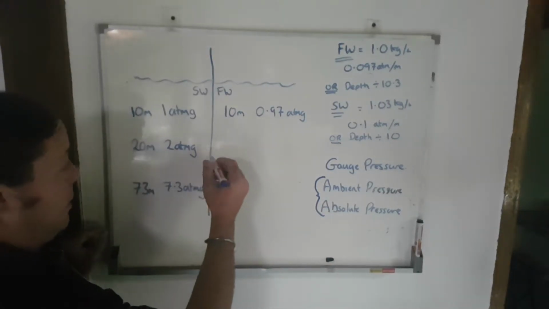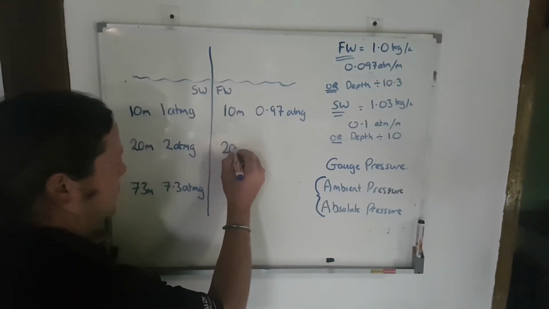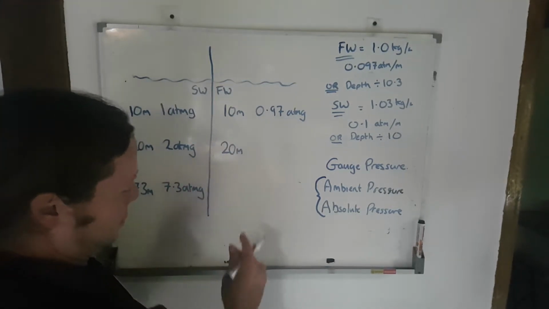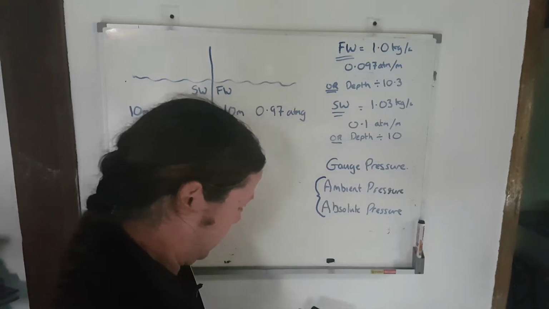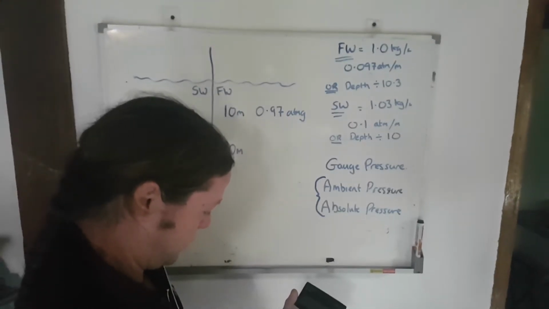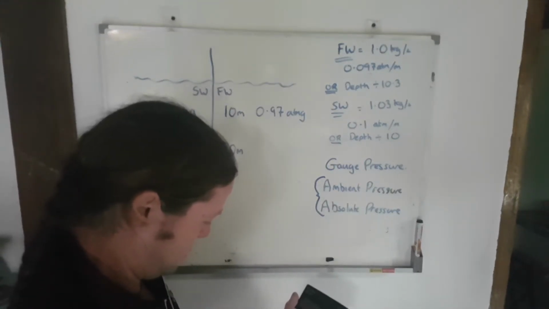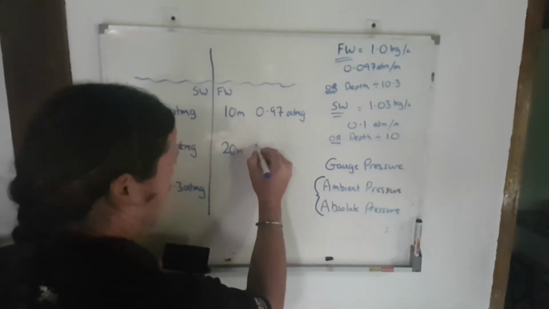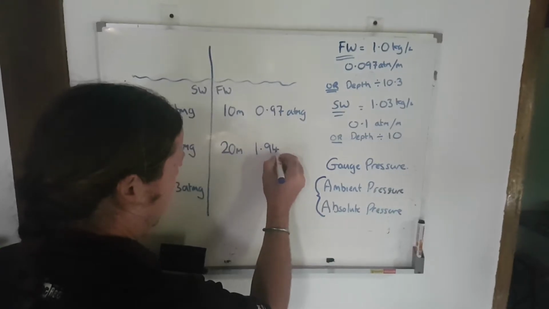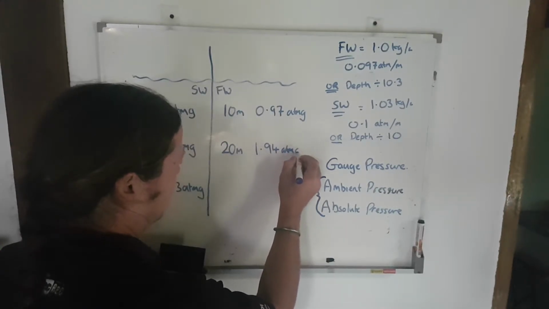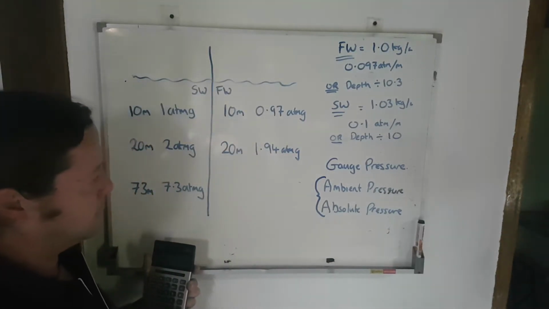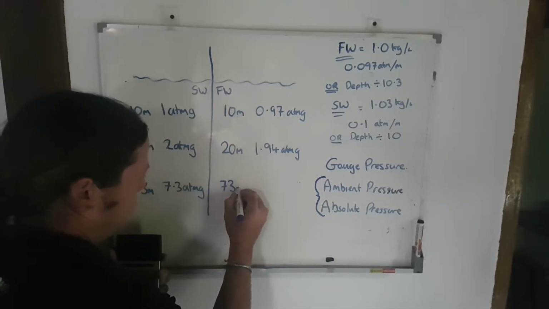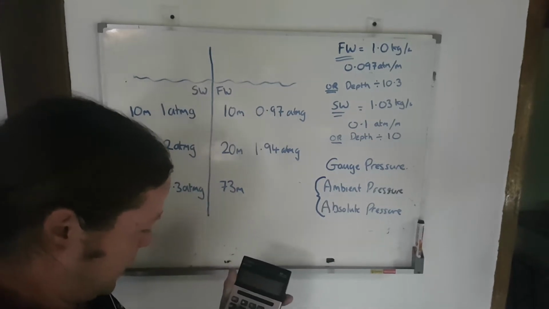Let's copy the numbers across. At 20 meters, I've got, I'll take the calculator. Quite simply, 1.94 atmospheres gauge. And let's go to 73 meters. So we go 73.